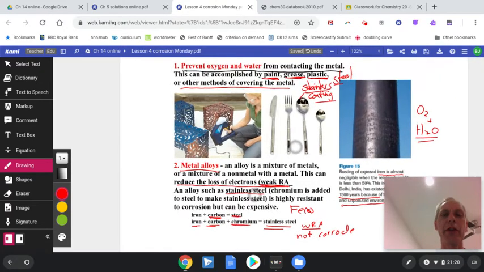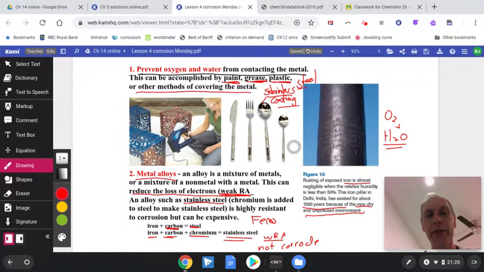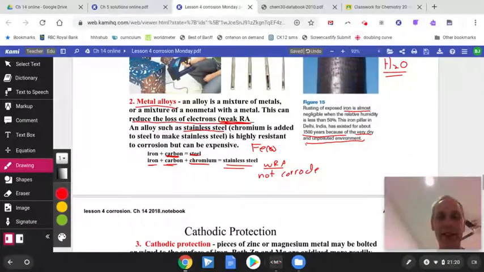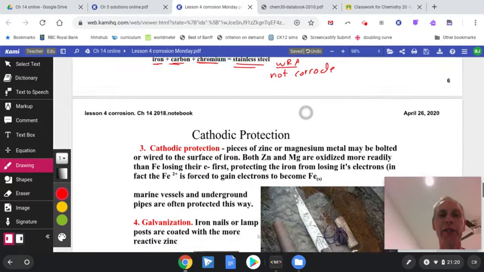So just to review, paint it, coat it in grease or plastic to prevent the oxygen and water from contacting the metal. Add something to the metal to make it an alloy that is less likely to corrode.